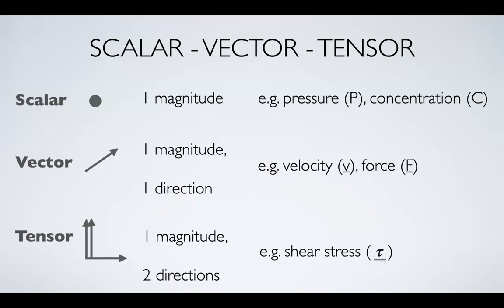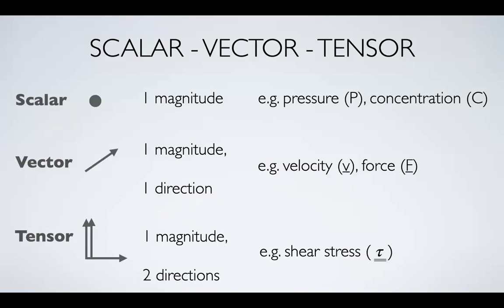Since we're going to derive a lot of equations and deal with a lot of variables in my part, to specify the variables that are scalar, vector, and tensor, I am going to use only the capital letter for scalar. For example, pressure, P, or concentration, C. I will just write P or C. But if it's a vector, I'm going to underline it.